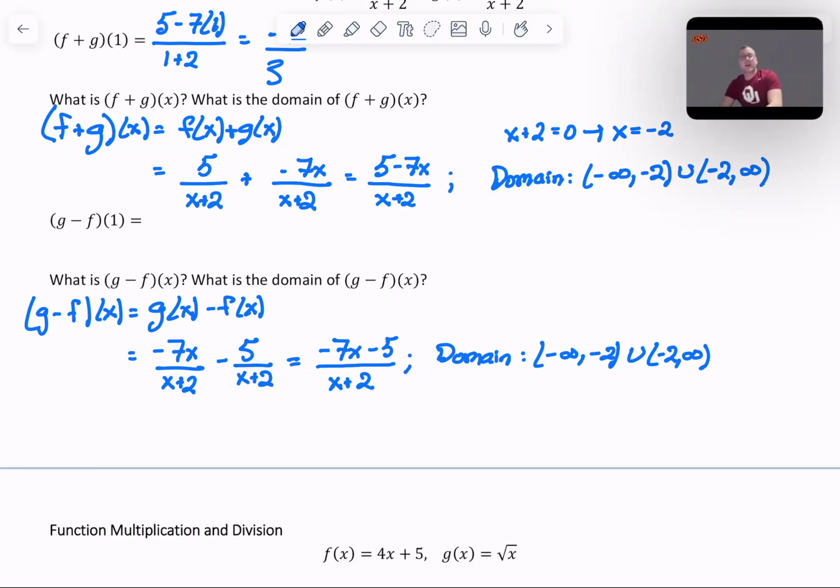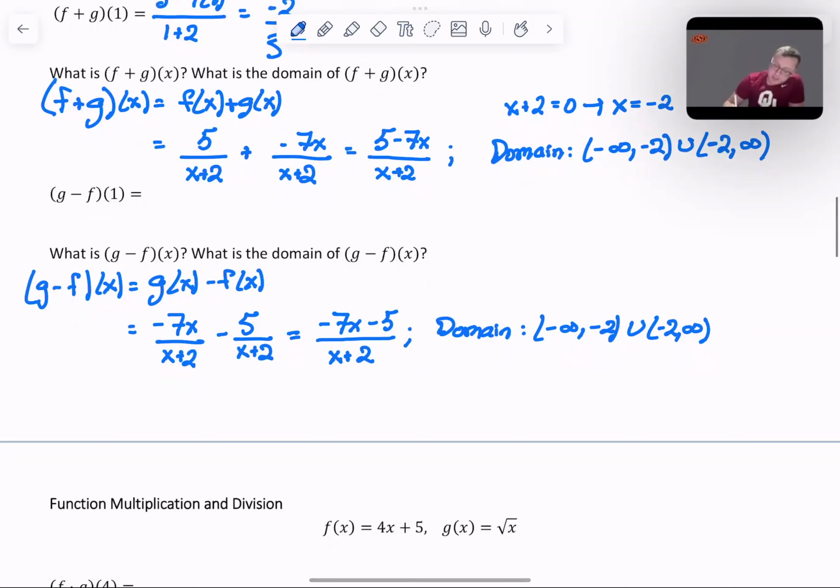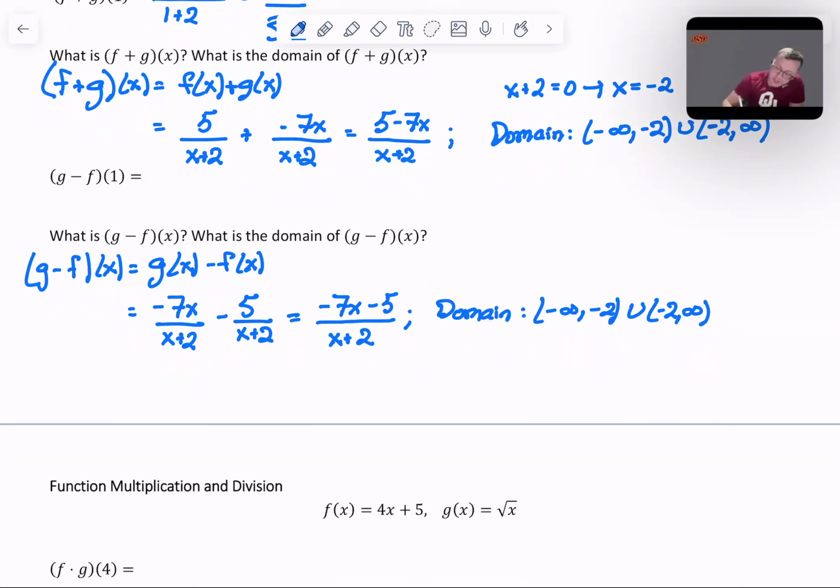So now to find g minus f of 1, all I'm going to do is plug in 1 to this expression right here at the bottom. So if I do this, we want to do minus 7 times 1 minus 5 divided by 1 plus 2. And if I do that, in the numerator, I get minus 7 minus 5, which ends up being minus 12. And then I divide that by 3, and I get minus 4. So minus 12 over 3 is minus 4.